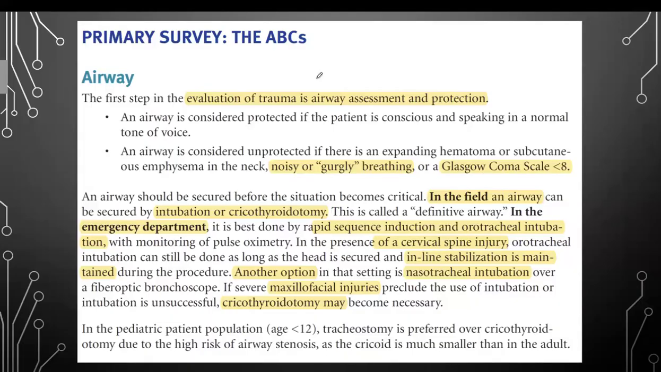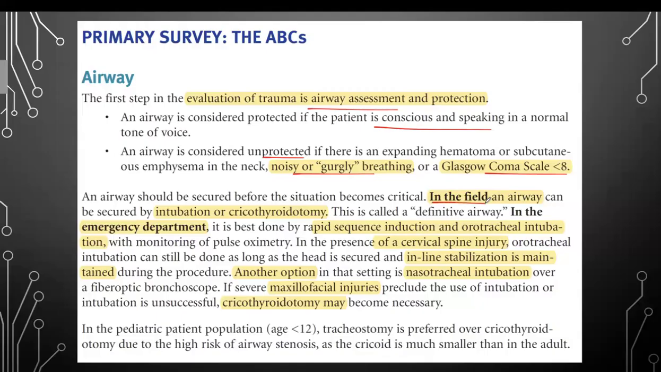Any patient who comes to you after a trauma, especially a motor vehicle accident, the first thing that you will check is whether the airway is intact. How do we know? If a patient is conscious and speaking in a normal voice, that patient's airway is protected. But if you see that the patient has noisy, gurgly breathing, or if the patient's GCS is less than 8, which means the patient is unconscious, then there is a likely possibility that the airway is not protected. So an airway should be secured before the situation becomes critical.